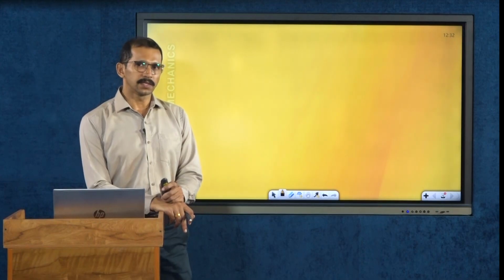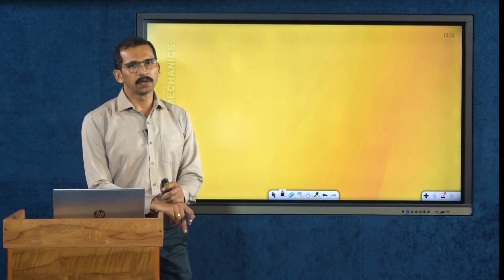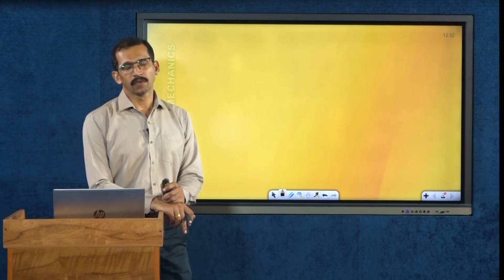Today we will be discussing one of the examples for canonical ensemble, where we will be evaluating the partition function for one of the major examples of canonical ensemble, which is a classical ideal gas.